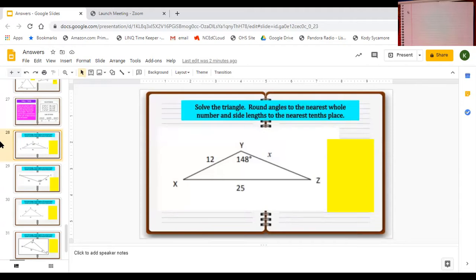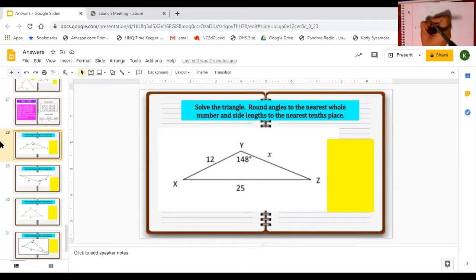On slide 28, it says solve the triangle. So I know that means any side or angle that's not labeled, I need to find it. It says round angles to the nearest whole number and side lengths to the nearest tenths place. All right, so I'm going to draw this triangle down on my paper, and then we will work it out on the video. So this is triangle X, Y, Z.